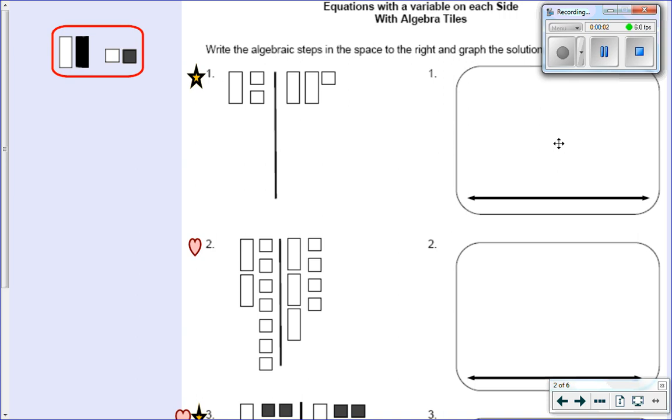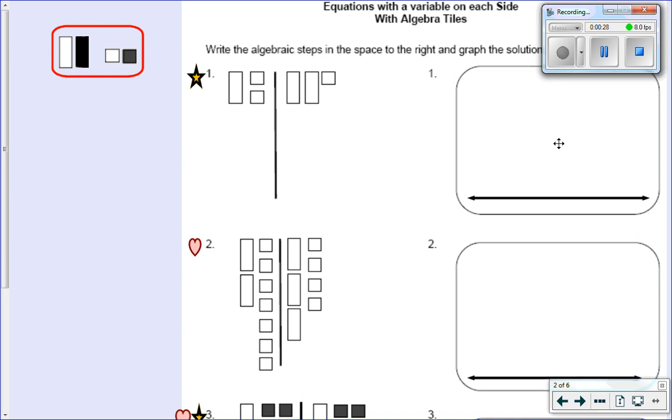All right, so we're going to write the algebraic steps in the space to the right, and we're going to graph the solution. On the left is where we're going to model the equation and solve for the variable. Okay, so we're going to have a variable on both sides of the equation. The first one we're going to do together is number 1.